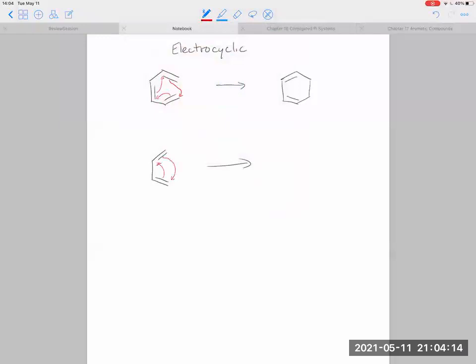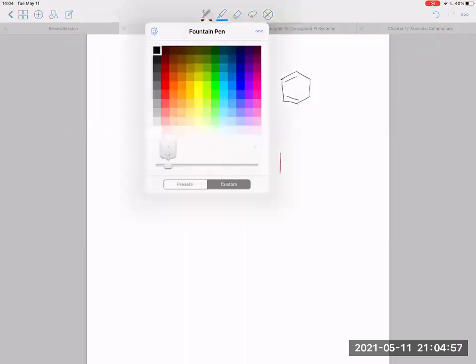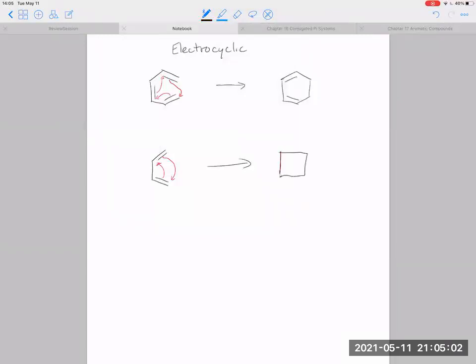Take a second and see if you can tell me what my product would look like here with this ring closure for the four-membered. All right, so hopefully we got a four-membered ring box, and then our pi bond has also moved. Okay, all right, so you guys have put in your time.